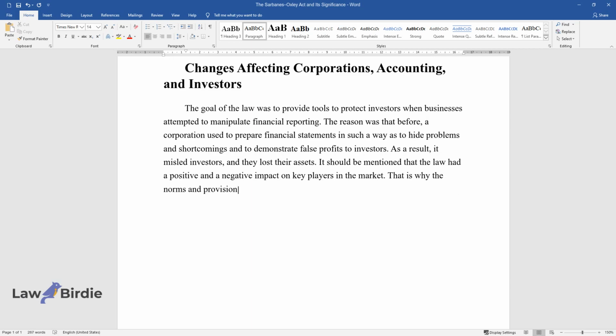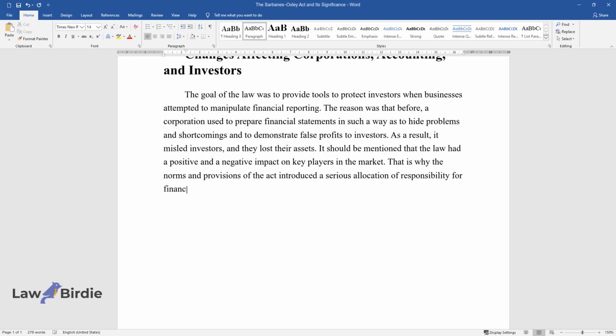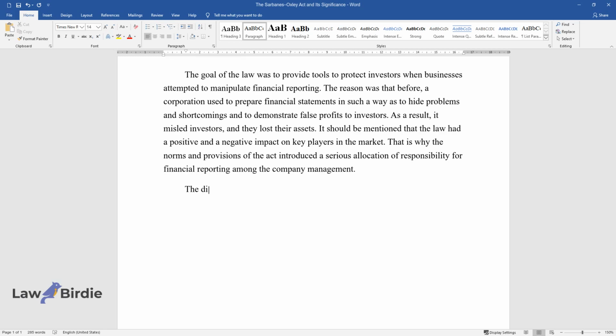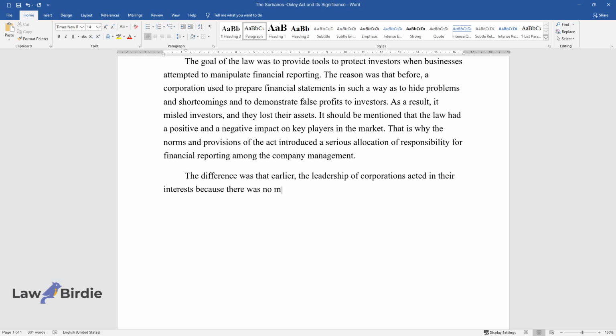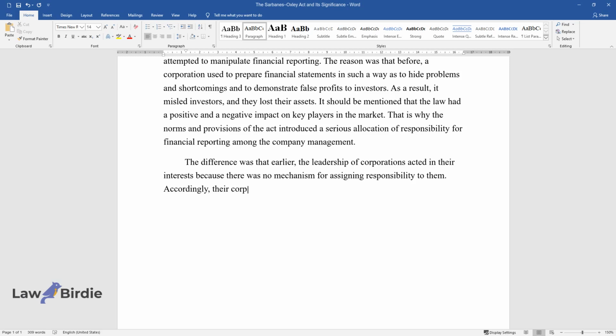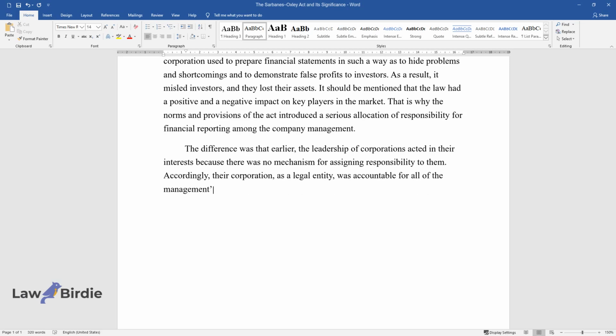That is why the norms and provisions of the Act introduced a serious allocation of responsibility for financial reporting among the company management. The difference was that earlier, the leadership of corporations acted in their own interests because there was no mechanism for assigning responsibility to them. Accordingly, their corporation, as a legal entity, was accountable for all of the management's dishonest actions.